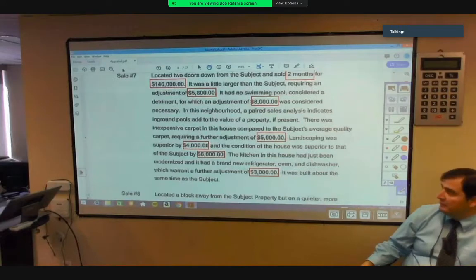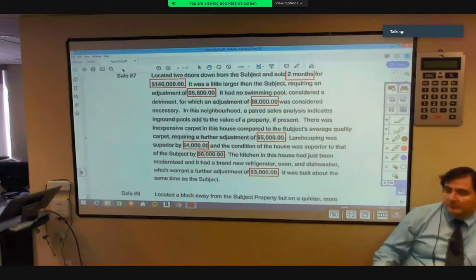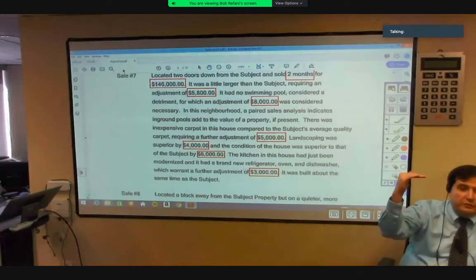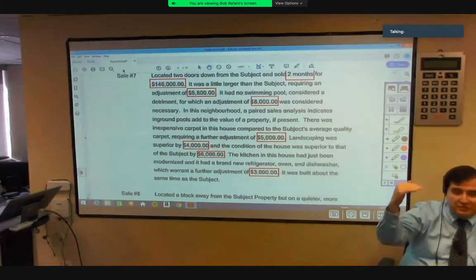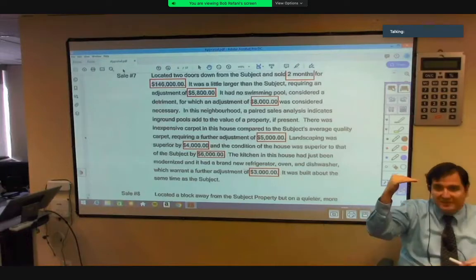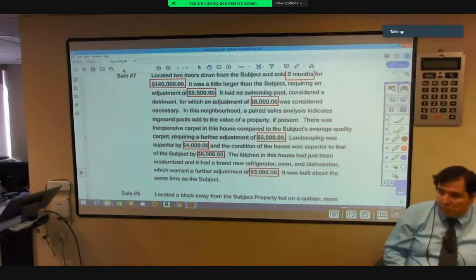So there was inexpensive carpet in the house compared to the subject's average quality carpet, requiring a further adjustment of $5,000. So show me your subject. First, your left-hand subject. Your right hand is the comparable. Comparable is less. So less is more. You have to add 5,000 to the price. Yep. Landscaping was superior by $4,000.